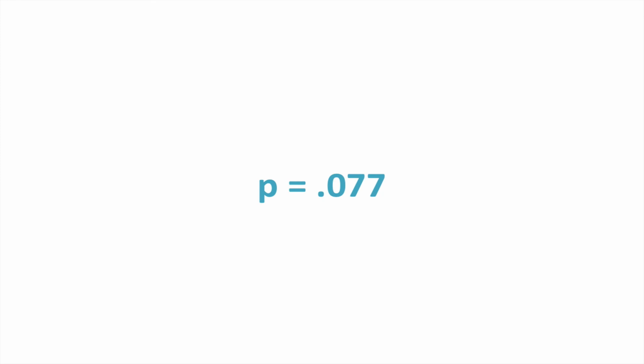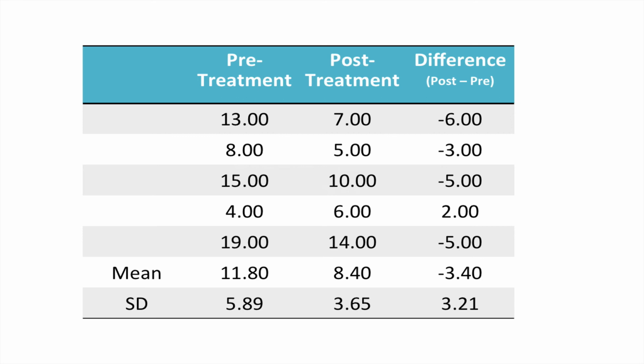So with those two statistics we get a p-value of 0.0077, which is just above 0.05, so it's a non-significant difference. So that's saying that 11.8 and 8.4 don't differ significantly in this data, or alternatively that participants did not get significantly less depressed from pre-treatment to post-treatment.